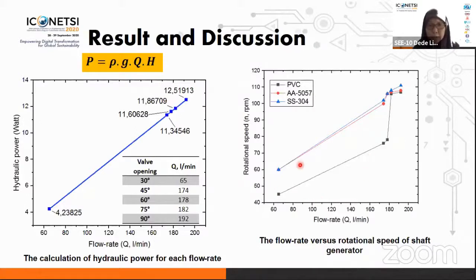This figure shows the rotational speed of the shaft generator produced by each flow rate as the valve opened gradually. It can be seen that the runner made of PVC has a deficient rotational speed compared to those from aluminum alloy and stainless steel, especially in low flow rate when the valve opens at 30, 45 and 60 degrees. When it's open 90 degrees, the maximum rotational speed was achieved.